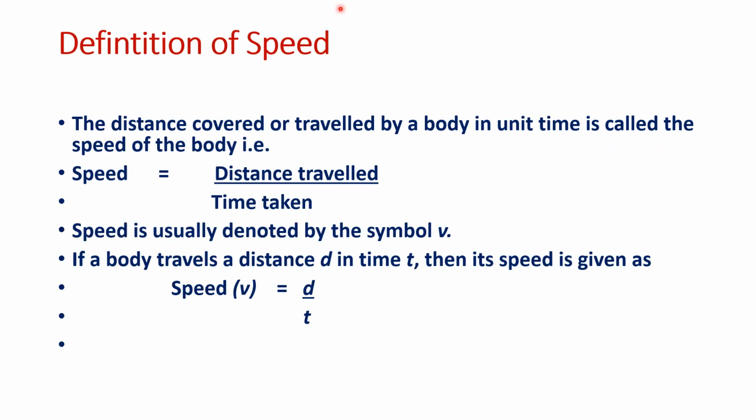Now, how do you calculate speed? There is a formula for finding speed: distance traveled by time taken. So very simple. You just have to find distance and divide it by time. So speed is distance traveled upon time. We represent speed as v here.